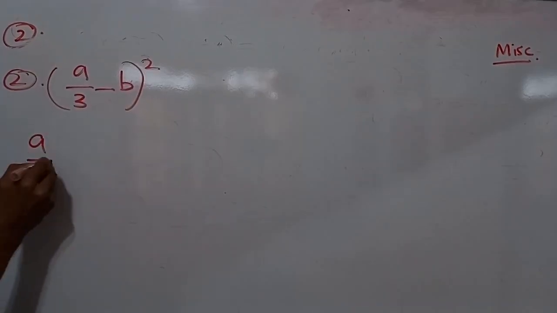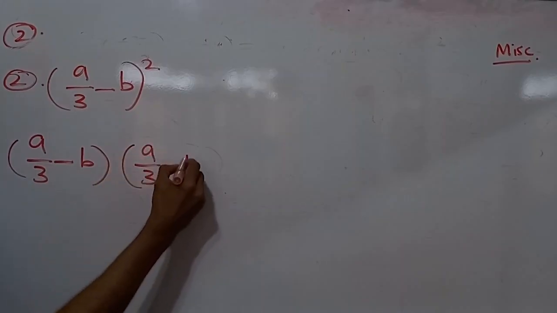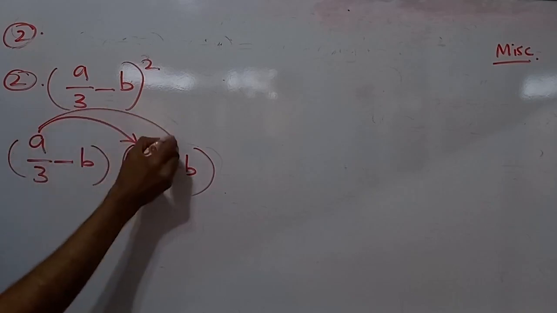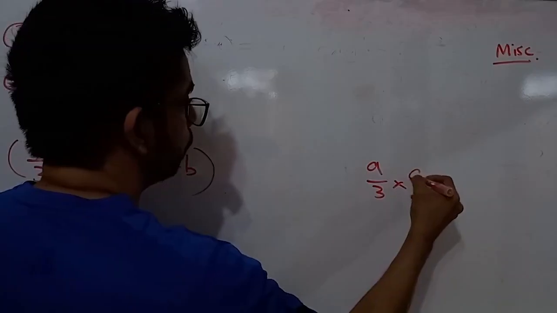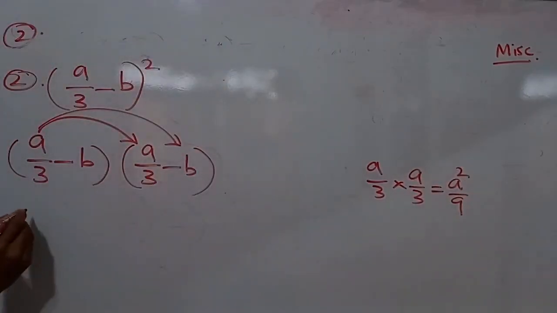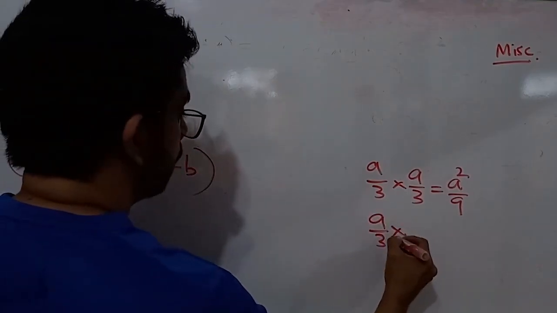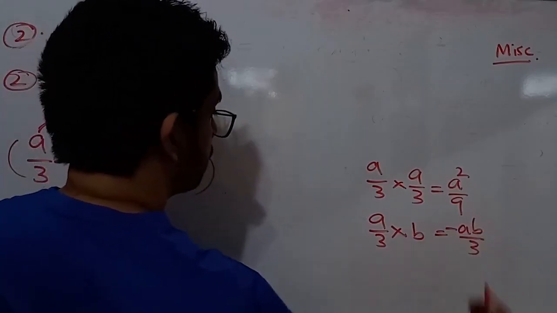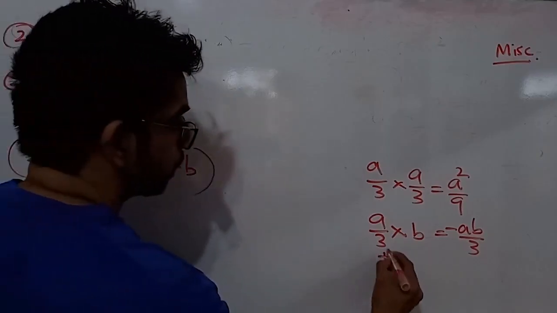Right? So a by 3 minus b into a by 3 minus b. Right? So from here to here, here to here. That means what? A by 3 into a by 3. So a squared by 9. So this is a squared by 9. A by 3 into b. So ab by 3, but this is a negative one. Positive value into a negative. Right? Positive into negative.